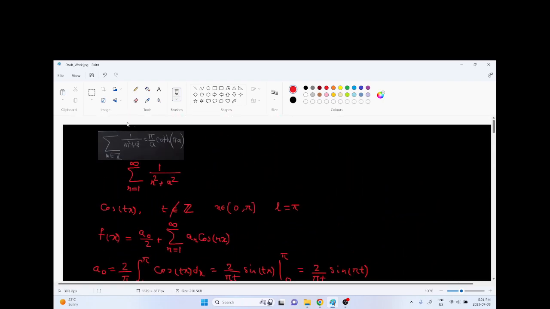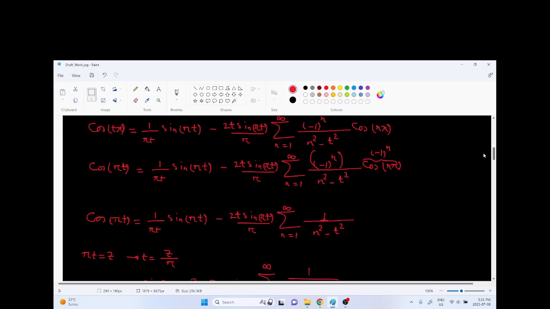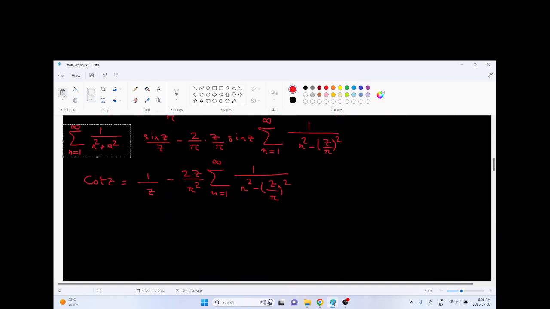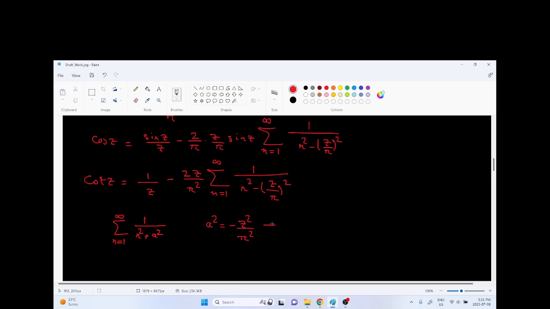And to get the closed form expression for our desired sum, which is that thing right there, we need to set a squared equal to negative z over pi squared, or negative z squared over pi squared, which means that z squared should be negative a squared pi squared, which means that z could be i a pi. Okay.